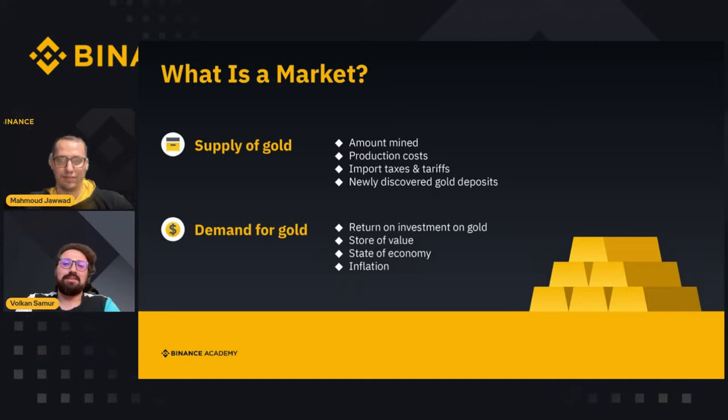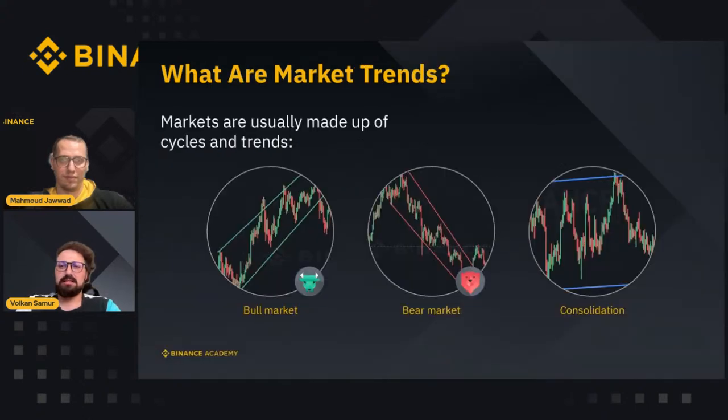So let's continue with the next one. What are market trends? There are two main types of market trends: the bullish trend and the bearish trend. A bullish trend would be a noticeable increase over a period in the market price of an asset. A bearish trend is a noticeable decrease in an asset's price over a period. Market price can also move sideways, otherwise known as consolidation. In this case, there is no clear direction.